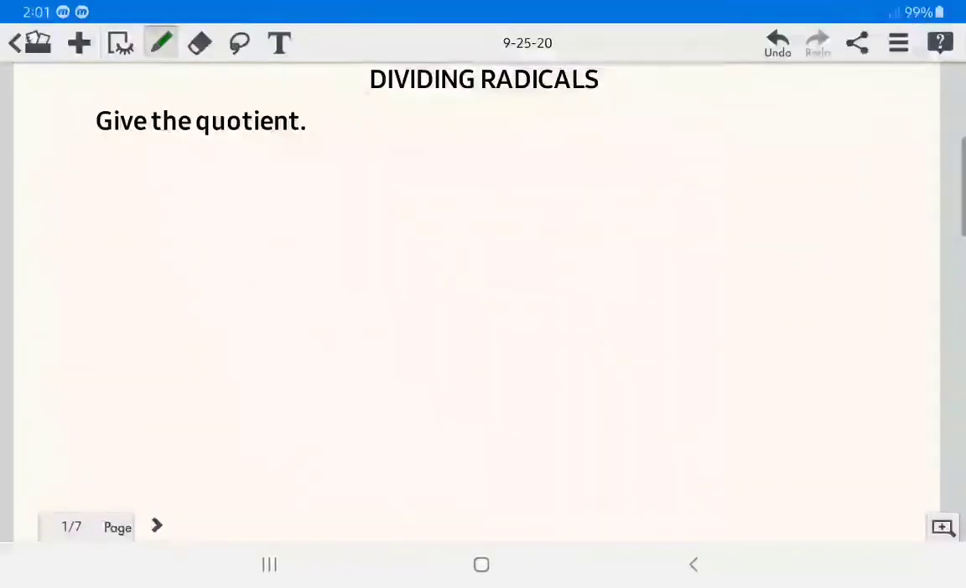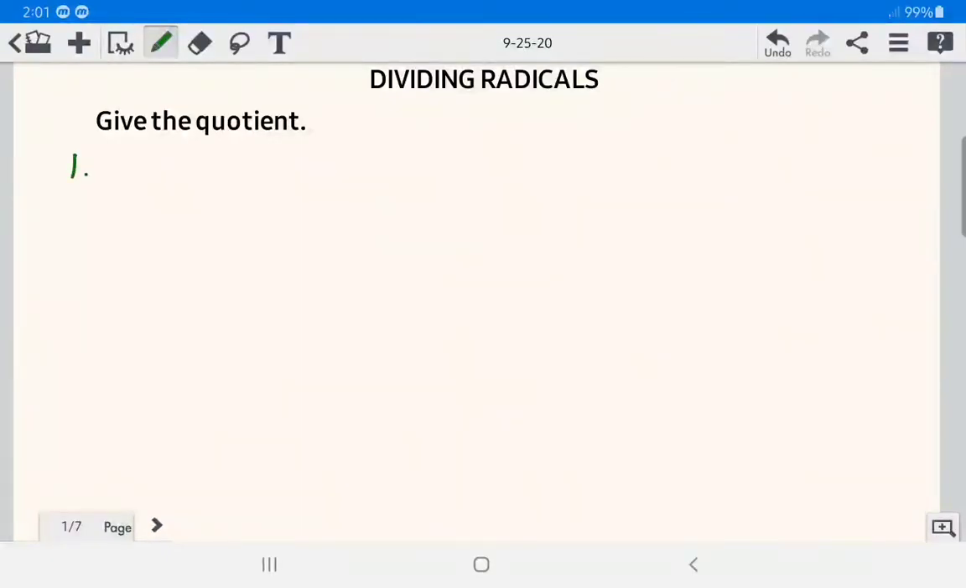Hello everyone, today we're going to divide radicals. I'm going to teach you how to get the quotient of radicals of the same index. So, let us have an example. Give the quotient of the following.